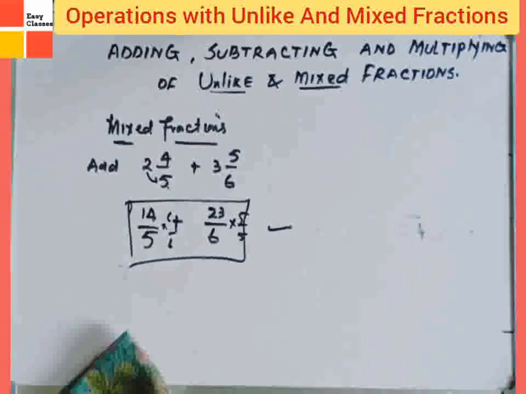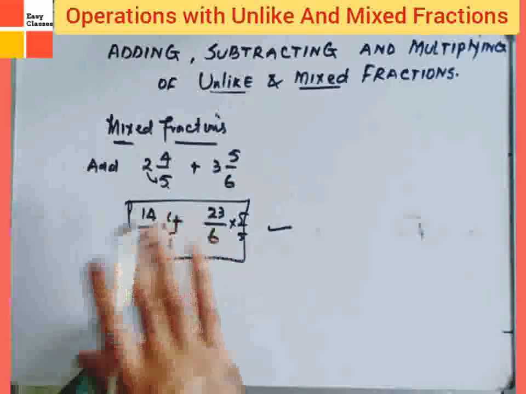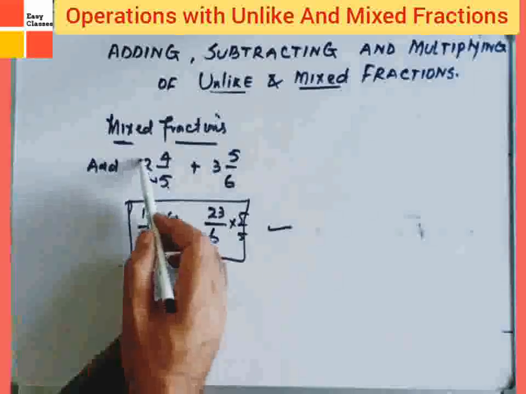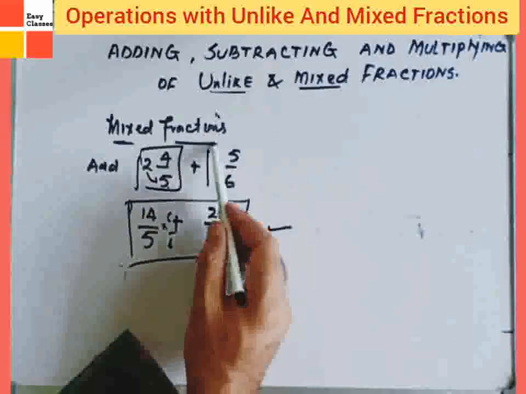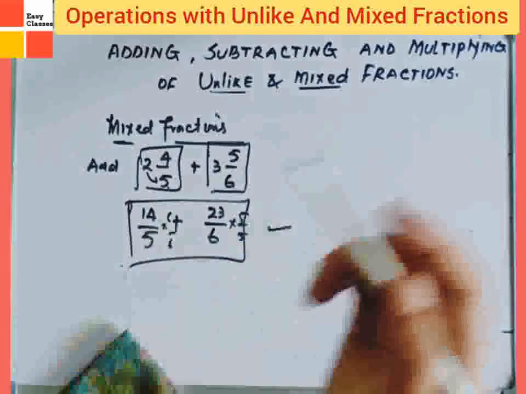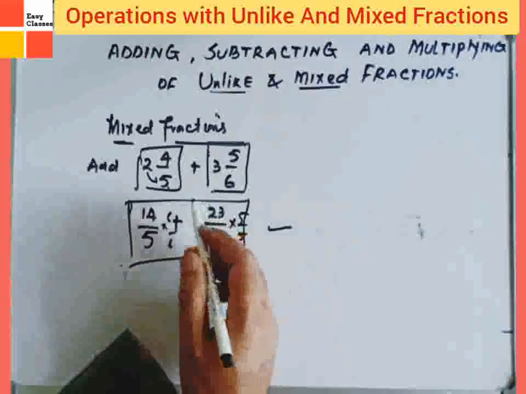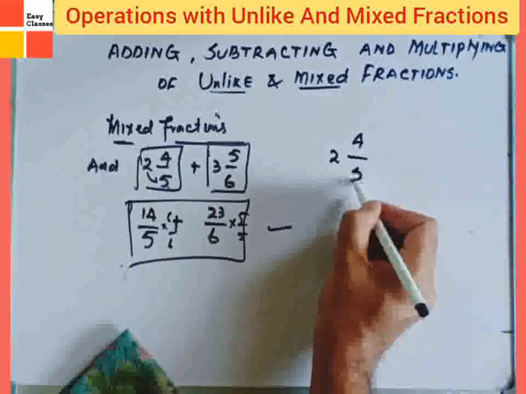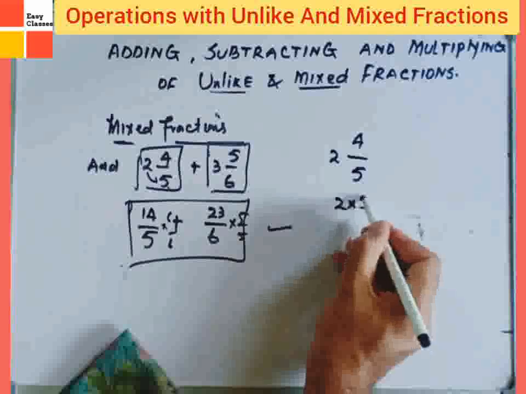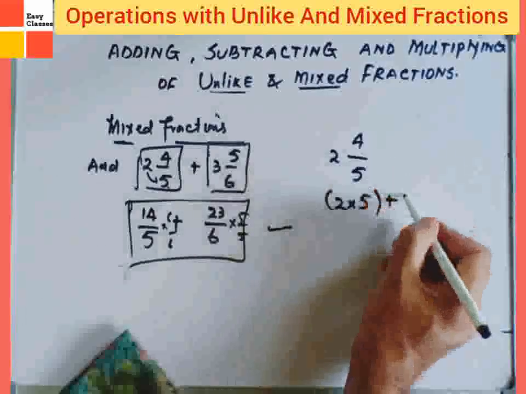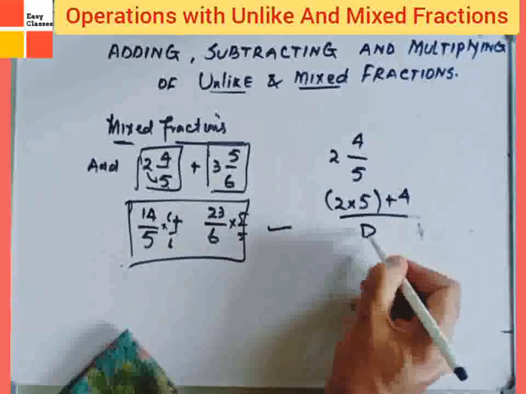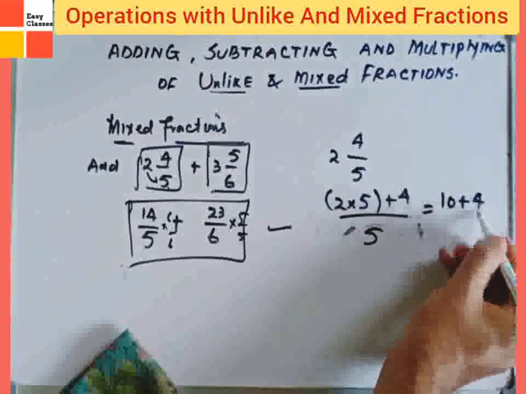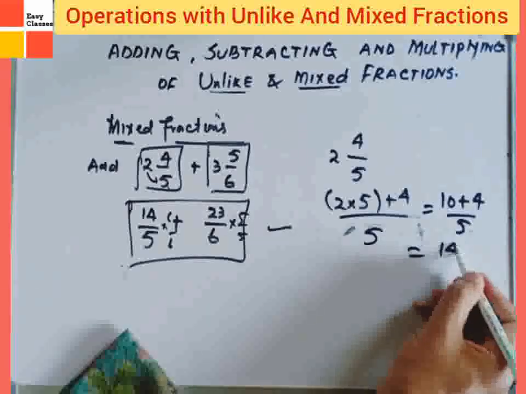Okay, fine. If you have to subtract mixed fractions, you have to use the same method. But first and foremost you have to resolve these mixed fractions. You have to convert these mixed fractions into proper fractions. So I will show you how to convert this 2 4/5. Multiply this 2 by 5 and then add this with the numerator and write down the denominator. So that is 5. 2 5s are 10 plus 4 divided by 5, that is equal to 14 by 5.